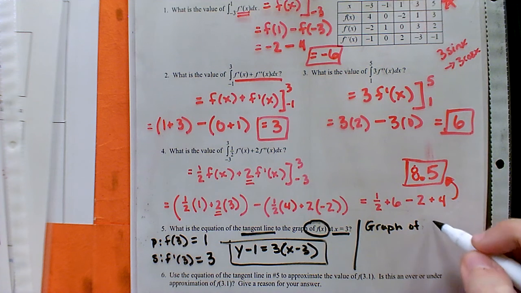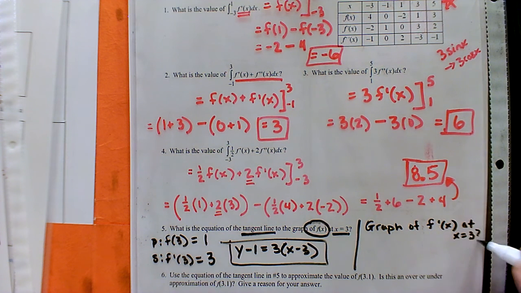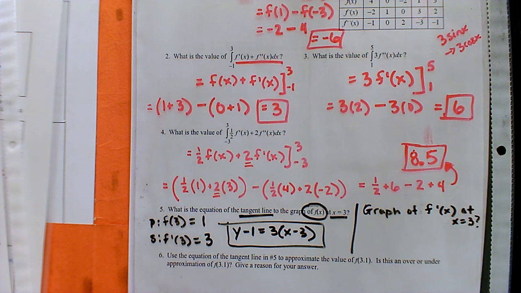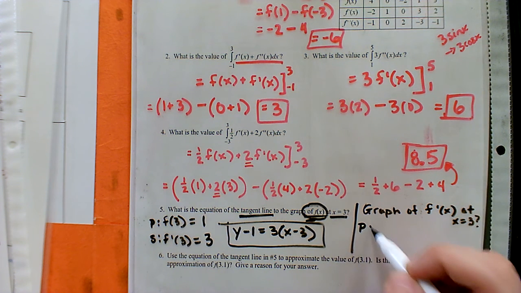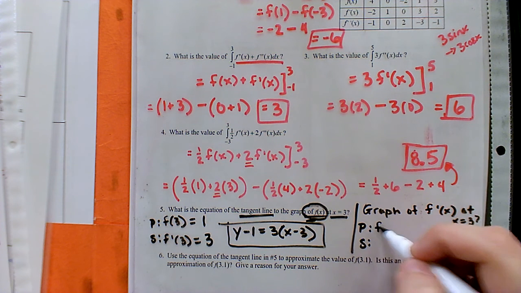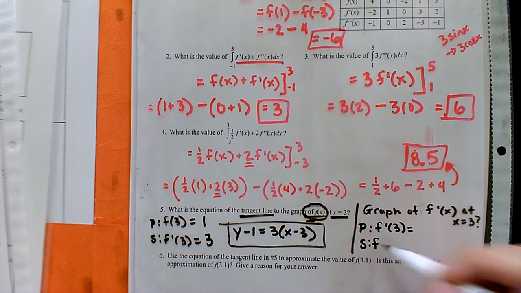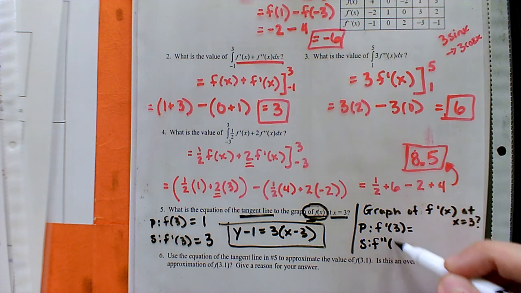What if it said graph of f prime at x equals 3? We're still going to write the equation of a tangent line, but this time it's on the derivative graph and not the original. Can we think about how that would change our calculation? It's the same thing, we're just using different functions. The point value comes from the derivative, but the slope is going to come from the double prime, the second derivative.